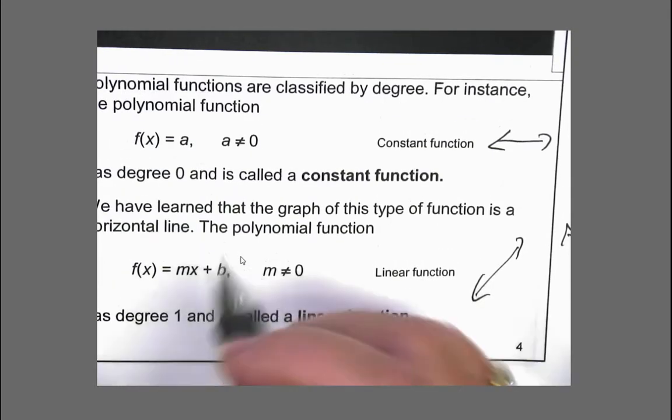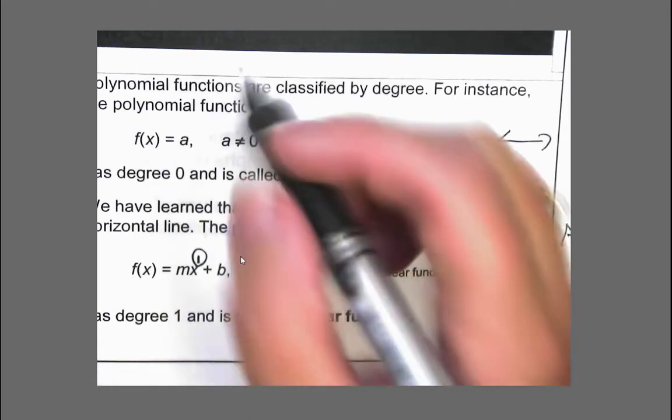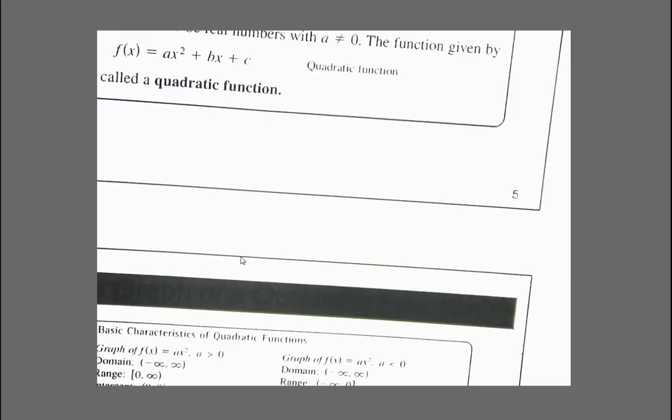But it has a degree of 1 because of that exponent being 1. And then this has no exponent, so it doesn't have a numerical value. So it has a degree of 0. Everybody good there? Okay, the next one is quadratic, and this is where we're going to spend our time.